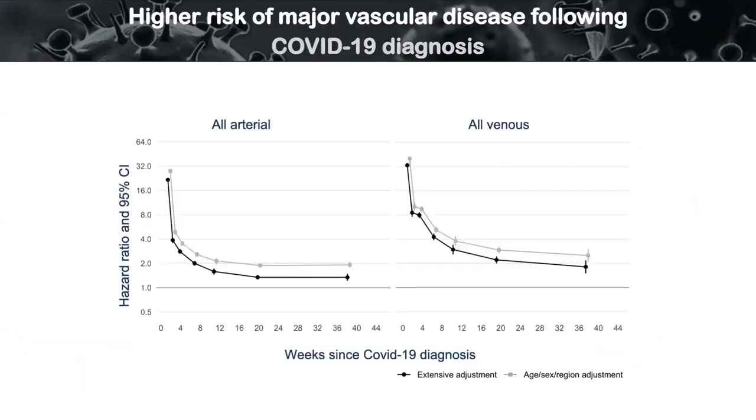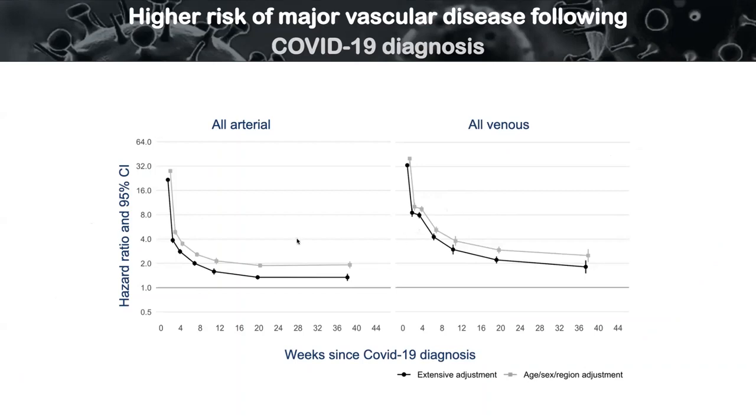Now onto the results. The left panel will always be for any arterial event, which is made up of AMI, ischemic stroke, and other non-stroke, non-MI arterial events. The right panel will always be for any venous events: PE, DVT, ICVT, PVT, and venous thrombosis at other sites.